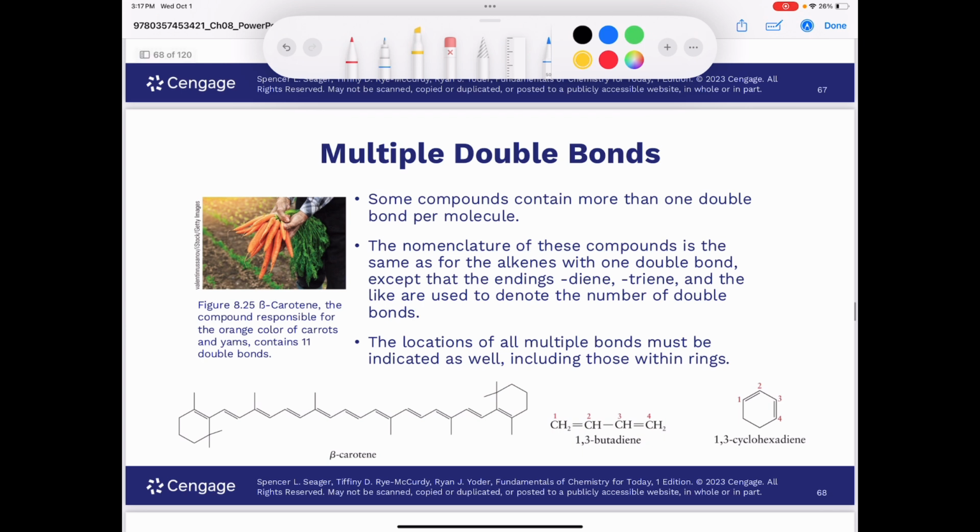So, multiple double bonds. It says here, some compounds contain more than one double bond. You see some examples here like carotene, which is responsible for the orange color in carrots. This compound here, 1,3-butadiene, this other compound here, 1,3-cyclohexadiene. And the nomenclature of these compounds, especially simple ones like the ones you see here on the right, is the same as for alkenes with one double bond, except if we have 2 double bonds, we would say diene. If we had 3 double bonds, we would say triene, tetraene, pentaene, so on and so forth to denote the number of double bonds.